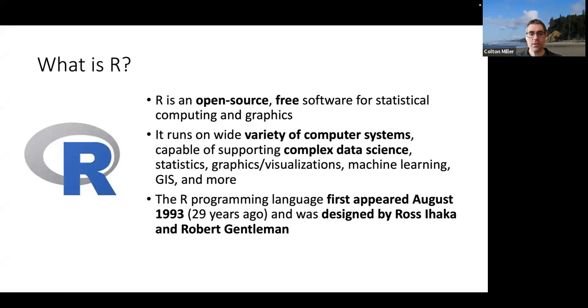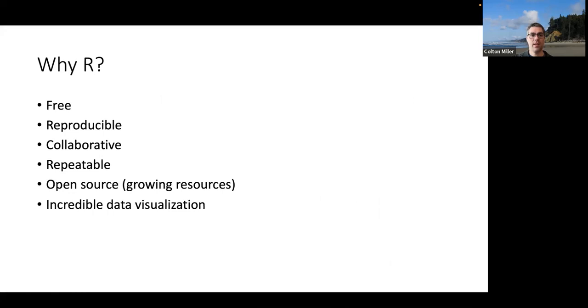So with that, we'll say, what is R? It's this free open source statistical software. So anybody can download it on their computer for free and use it. It runs on any computer system, Windows, Macs. It's been around for almost 30 years, and it was originally designed by Ross Ihaka and Robert Gentleman. Won't go into too much more detail about what it is, but why we want to use it. It's free, it's reproducible, it's collaborative, it's repeatable, it's open source, which means there are other people developing resources for you to utilize in it, and it has incredible data visualization, which we'll see a little bit more of next week.